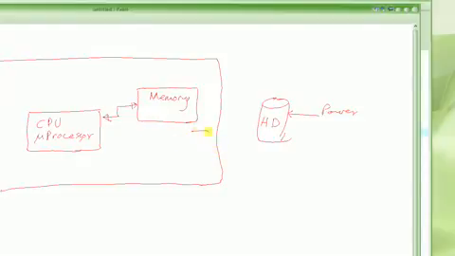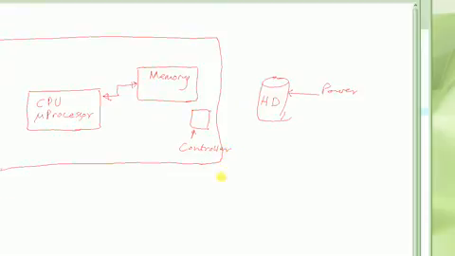So on the motherboard, there is also a component called a controller, or a storage controller, depending upon what type of hard drive it is. If it is a SATA hard drive, it's called a SATA controller. If it is a SAS hard drive, it's called a SAS controller. SCSI hard drive, SCSI controller, and so on. So depending upon the type of hard drive, this controller would be the one that controls it.